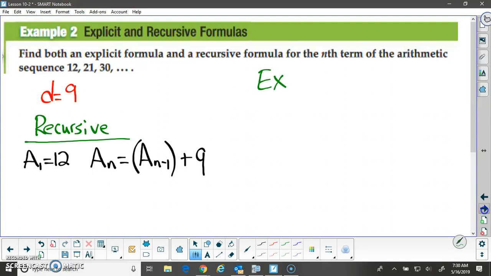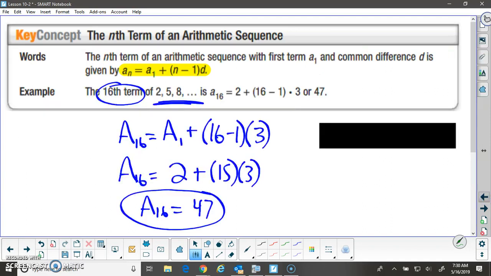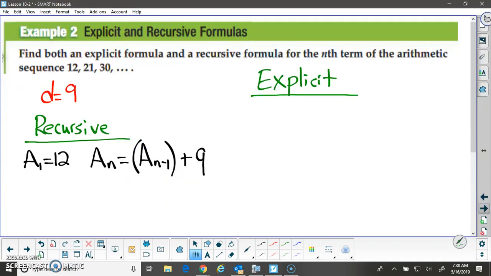Now the explicit formula. Again, you can rely on this formula that's highlighted in yellow. However, I've got a shortcut method that I like to use. Since it's going up by 9, we say 9n. And then, what would be the term before the 12 if there was one? The answer is 3. So 9n plus 3 is an explicit formula. If we plug 1 into this formula, you should get 12. If you plug 2 in, you should get 21. If you put 3 in, you should get 30.